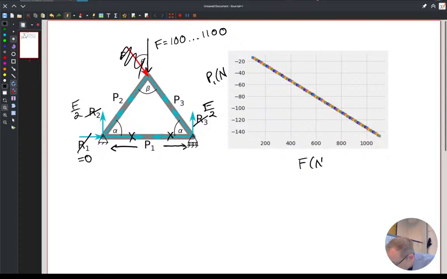So it makes sense to say that that is negative versus that force in newtons. The bigger the force, the more negative P1 gets. By the time we get to 1,000 newtons, P1 has like 140 newtons of tensile force inside that bar.